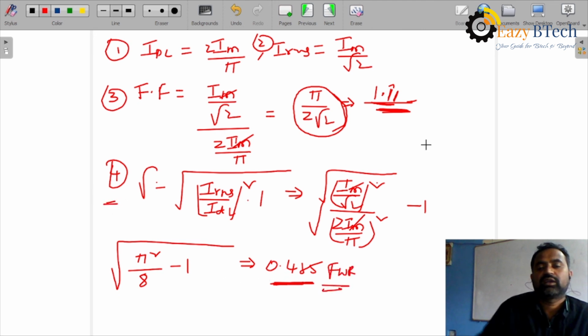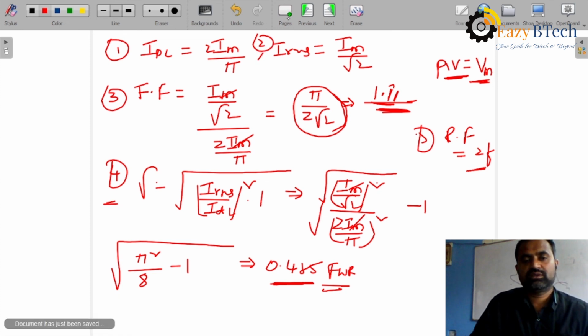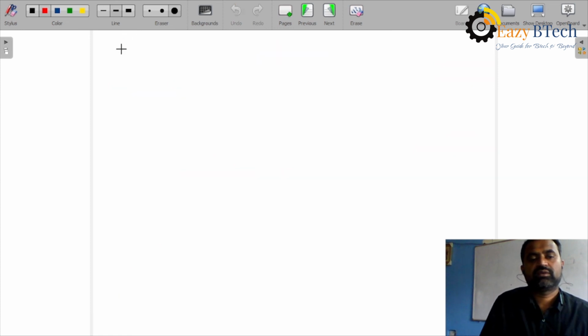Ripple factor and ripple frequency. Ripple frequency is 2f. Peak inverse voltage for it is also Vm. Okay, that we will derive a chart now, students. See here, that is parameters. Next, half wave rectifier, full wave rectifier, that is center tapped, and bridge, all are the same.